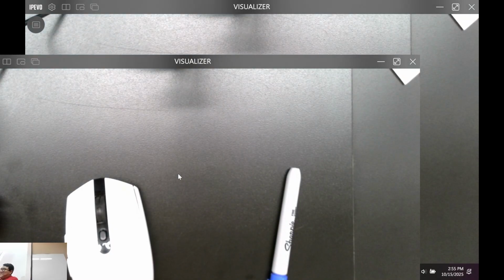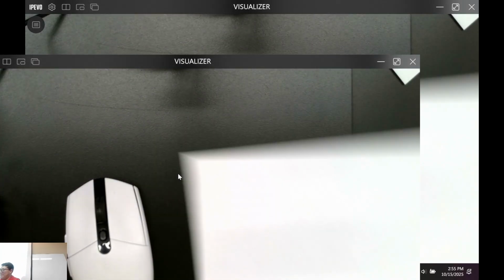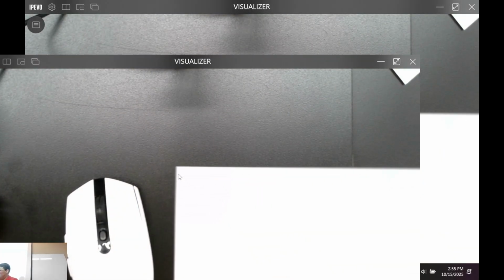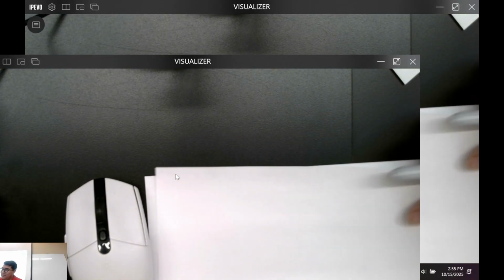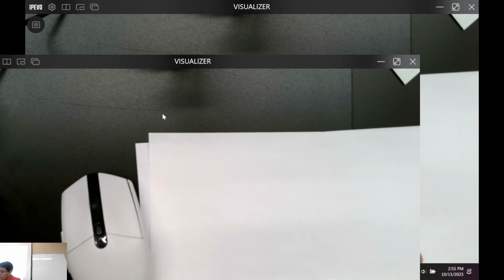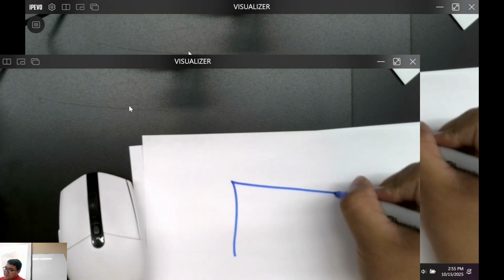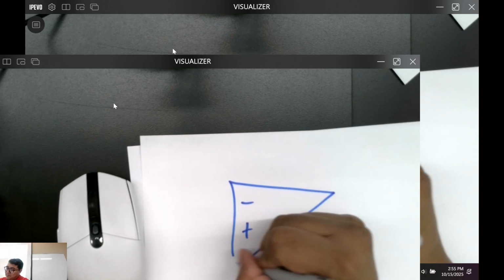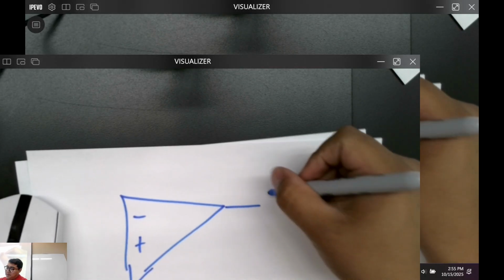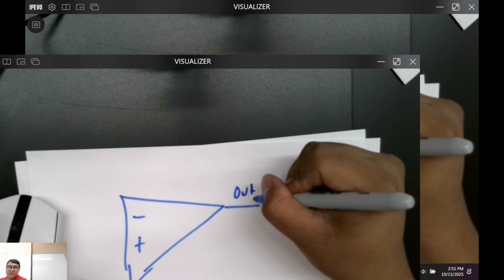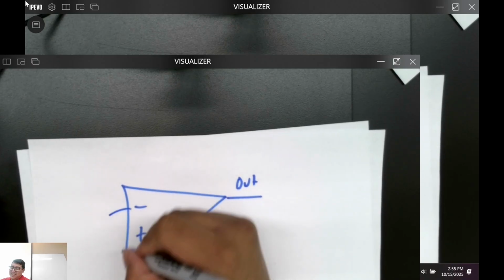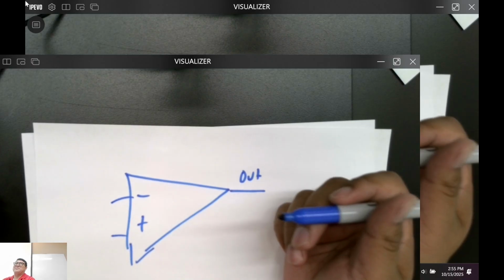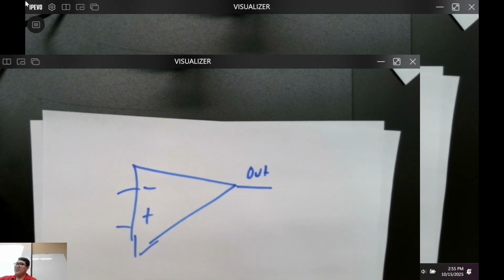Someone's asking, why is it minus plus or plus minus? Does it matter? Yes, it really does matter. Right here's page 5. Minus plus. So why is it like this? Why is it upside down? Why can't we just make it right side up? Give me a second.